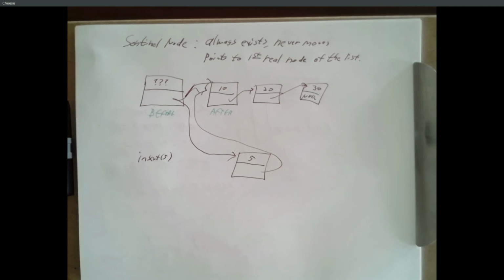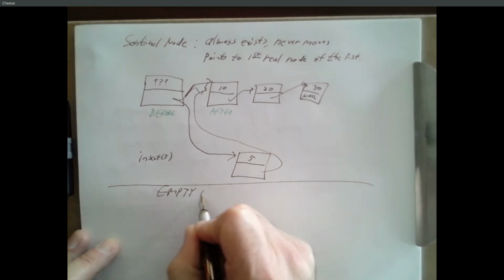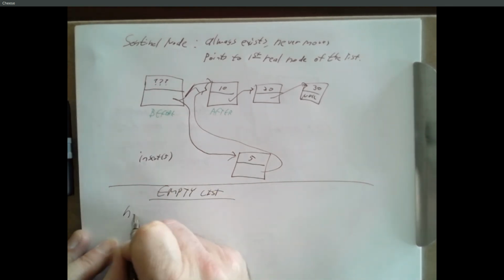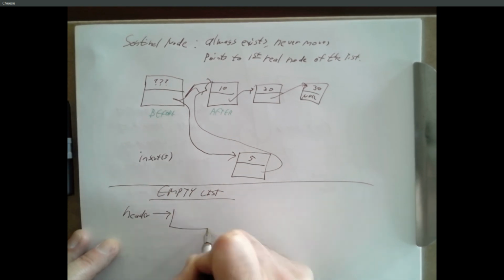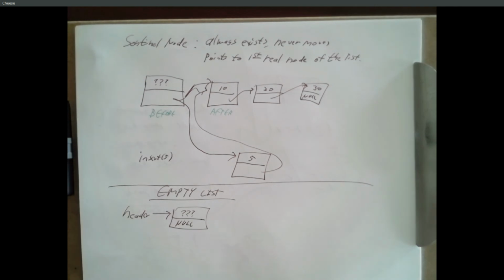So for PA1 and PA2, we're going to use Sentinel nodes. It's just this fixed node that never moves around. It's always present, and all it's there for is to point to the first real node. So if we have an empty list, this is what it looks like. It's a Sentinel node that's pointing to null. And we'll understand this is an empty list.